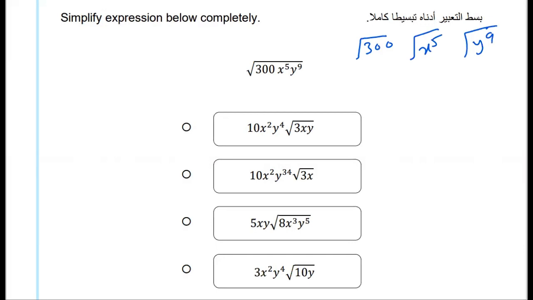So for 300, we can write 100 times 3. And 100 is a perfect square. For x to the power 5, you can write x to the 4 times x. And x to the 4 is a perfect square. For y to the power 9, pause the video and try to think about it. How would you write y to the power 9?